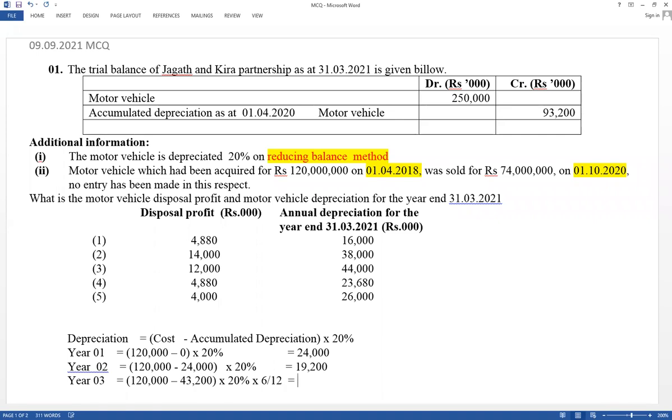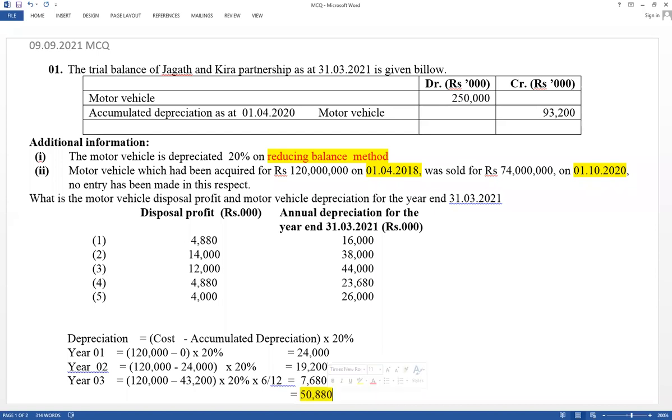Therefore, here value equal 7,680. Therefore, now take the total value. This is accumulated depreciation. Therefore, 24,000 plus 19,200 plus 7,680. Therefore, total depreciation equal 50,880. This is the accumulated depreciation of disposal assets.